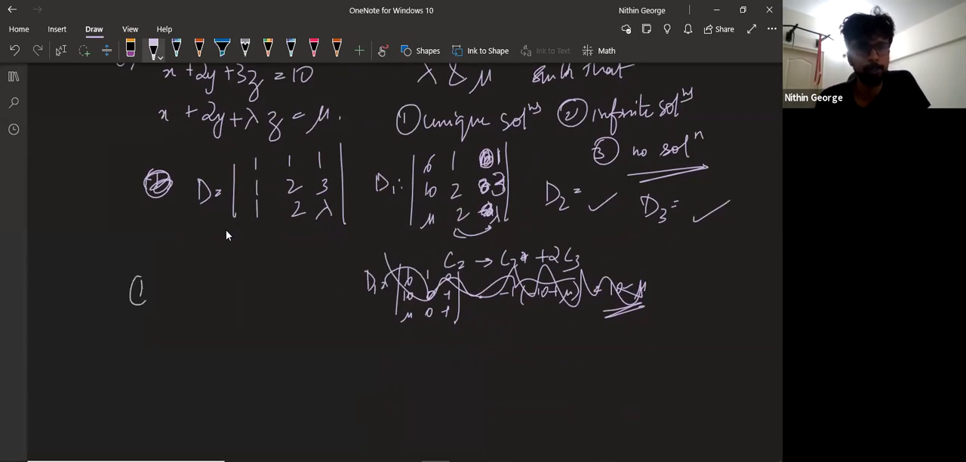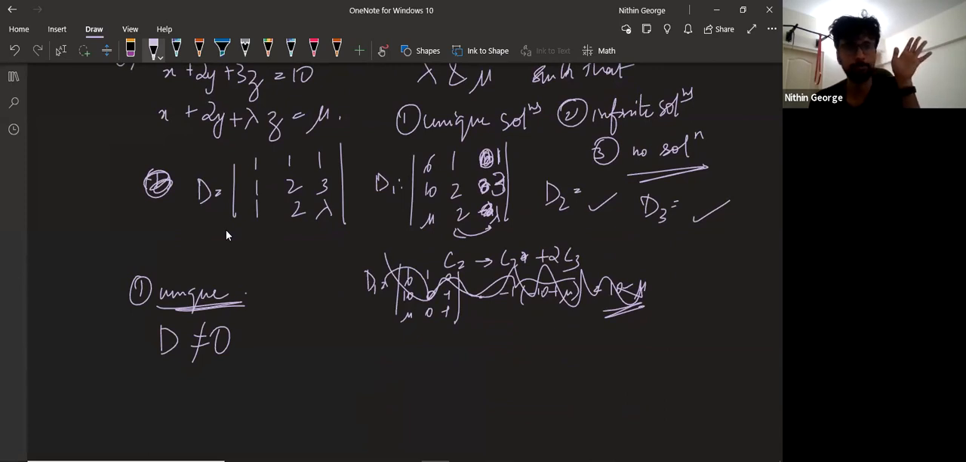Okay, so you have this much with you. Now, first one is unique solution. For a unique solution, what is the condition you need to look at? D not equal to 0. That's all you need to care about. If D is not equal to 0, you can say that you will have a unique solution. So D not equal to 0, what does that give me? Lambda not equal to 3.